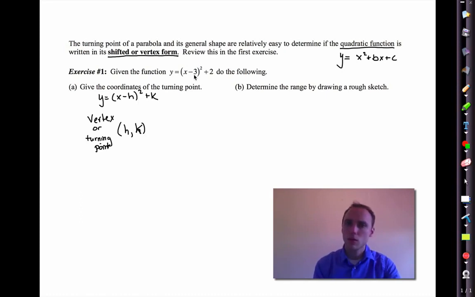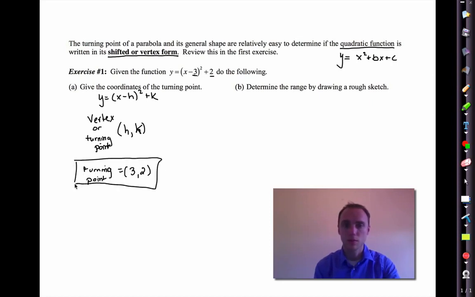So if we look at this example, part A says give the coordinates of the turning point. Well, looking at this question, h is just going to be my 3, and k is going to be the 2. So the turning point is just going to be 3, 2. Now the turning point, remember, is the lowest point in my parabola, which gives me a lot of information, and I can find a lot of stuff by just thinking about it.